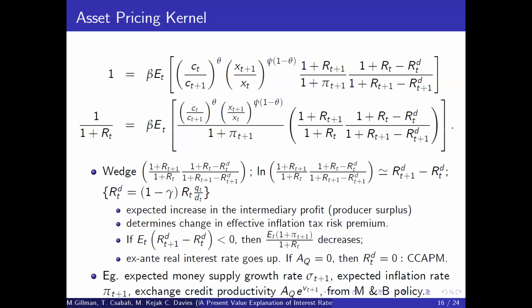So if you look at this wedge, it's approximately equal to the change in the producer surplus. So you have to anticipate the change in the producer surplus. That's the wedge that creates the inflation tax avoidance that you have to anticipate, and is the model extension.